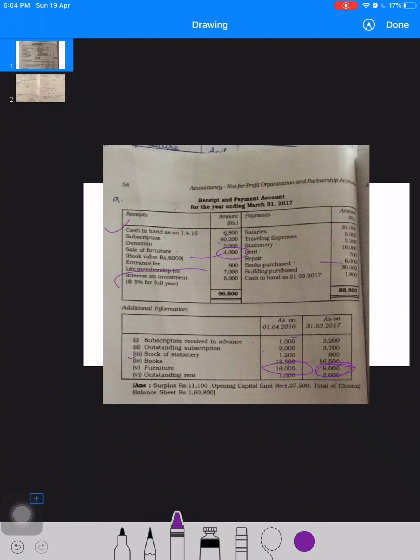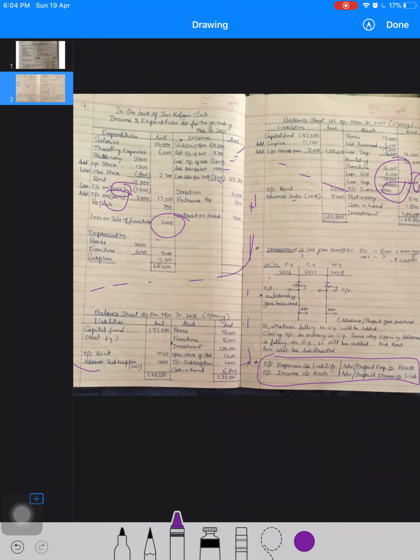And one more entry here, important: interest on investment 5% for full year. So this 5% is given, you have already received this interest for this year, but how much is the investment? So if 5% is 5,000, you need to calculate 100%. Here I have done the calculation. 5% is 5,000, so actual investment is 100%, and this is coming to 1 lakh. So 1 lakh is coming in last year's balance sheet plus this year's balance sheet. Rest all things will remain the same.